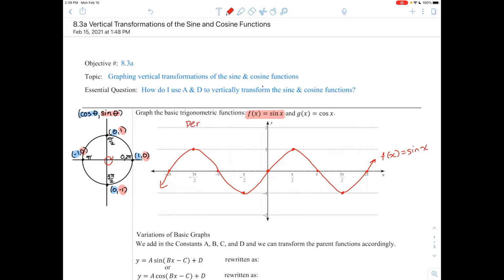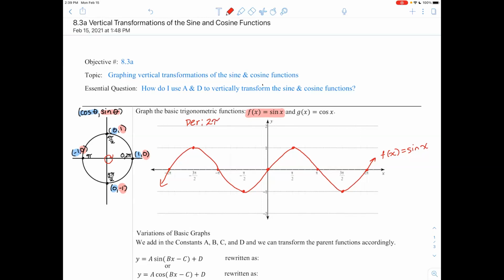It's got a period of 2 pi, and that's because every time you go around the unit circle completely from 0 to 2 pi, you'll hit all of the points and then you start over. And so it cycles through the same set of points every rotation of the unit circle. So every 2 pi radians you recycle through the set of points.